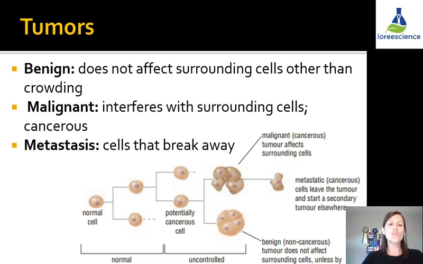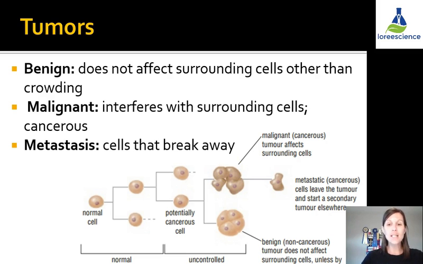So in terms of tumors, we have three different classifications. Benign, meaning that you have uncontrolled cell division, but those cells are not affecting the cells around them. Yes, they're crowding them a little bit, squishing a little bit, but they are not damaging those cells around them. Whereas when you have a malignant tumor, they are directly interfering with those surrounding cells, so they are damaging them. And this is when we call a tumor cancerous, when it is malignant.